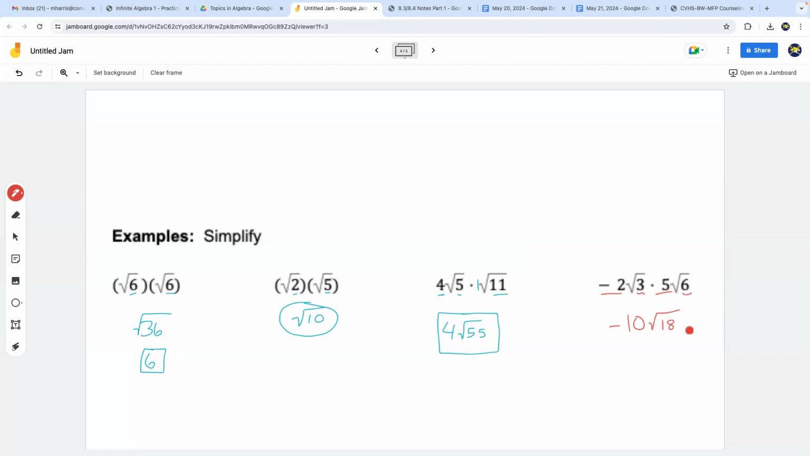So we got negative 10 root 18. Remember, always check. Now let's see here. Can the radical be split? Is 18 a perfect root? No. Does 18 have factors that are perfect roots?